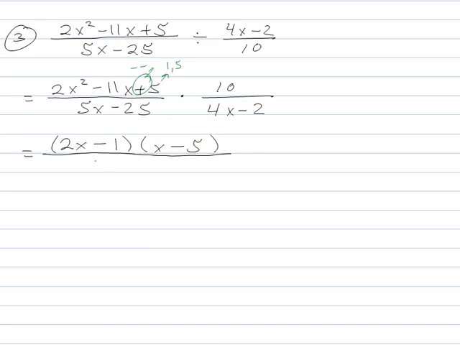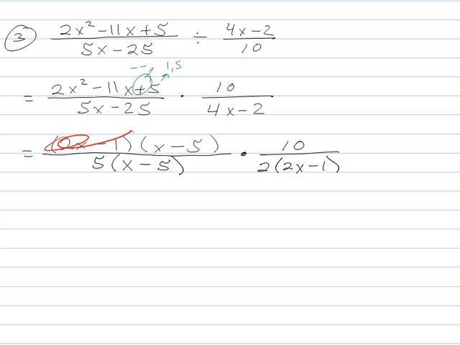5x minus 25. Hopefully you can see here, you can pull out a 5. If I pull a 5 out of the first term, I have an x left over. If I pull a 5 out of the second term, I have a negative 5 left over. And then over here, let's see, I've got 4x minus 2. I can pull a 2 out of the first term. That gives me a 2x. The second term, I have that placeholder of 1.